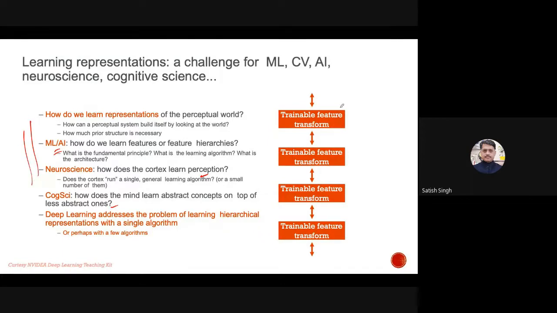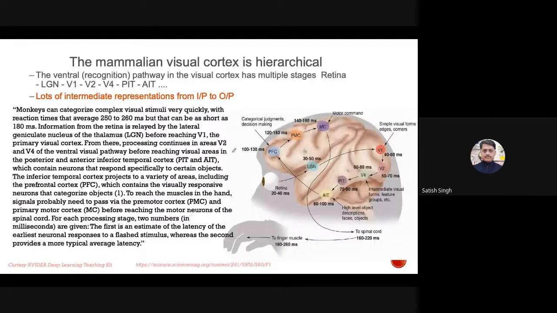So if we follow this diagram, at every level it is trainable from one level to the next. Deep learning addresses the problem of learning hierarchical representation with a single algorithm, you can say. Not exactly a single algorithm, but a single process. So that is how, and why, these models should be treated as deep learning models.